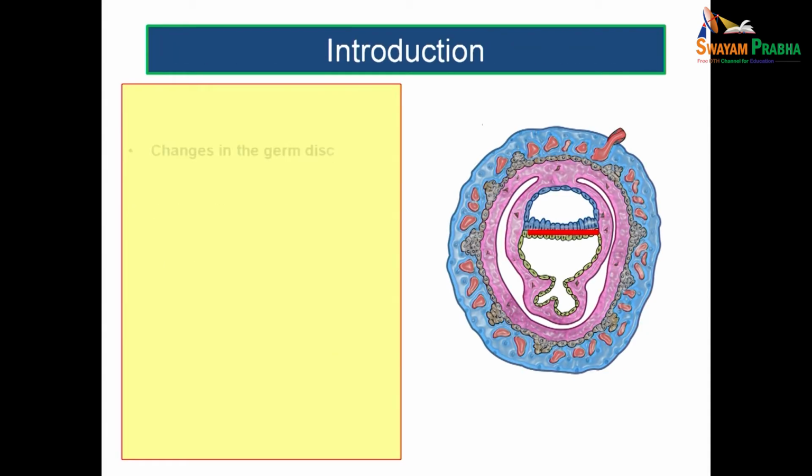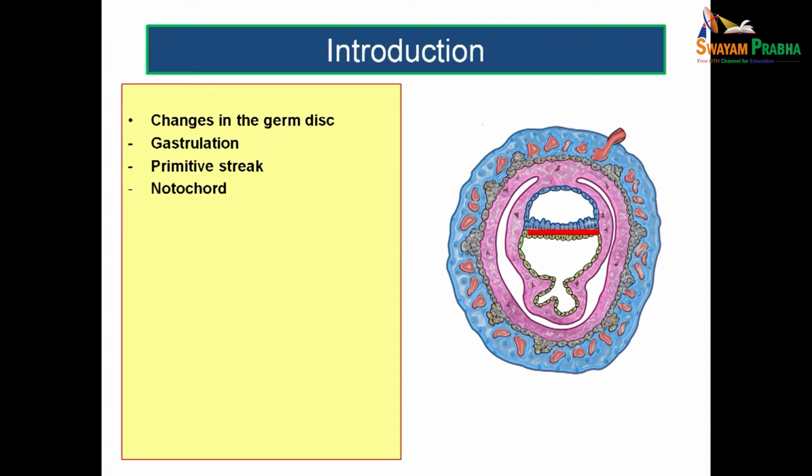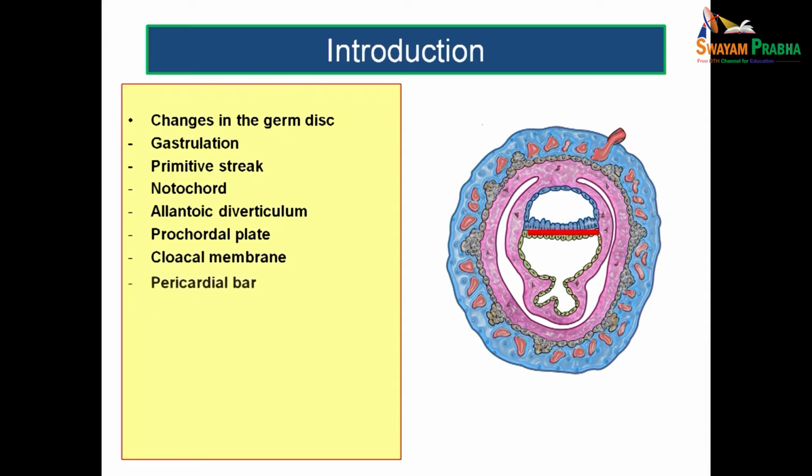So, in this session, we will be dealing with the changes happening during the third week of intrauterine period. When you go through the slides towards the end, you will get to know the basic anatomy behind the formation of mermaid syndrome. We will be seeing the changes happening in the germ disc under the following headings: gastrulation, the formation of primitive streak, the formation of notochord, the formation of allantoic diverticulum, the formation of procaudal plate, the cloacal membrane, how it is formed and what is its fate, and the pericardial bar.